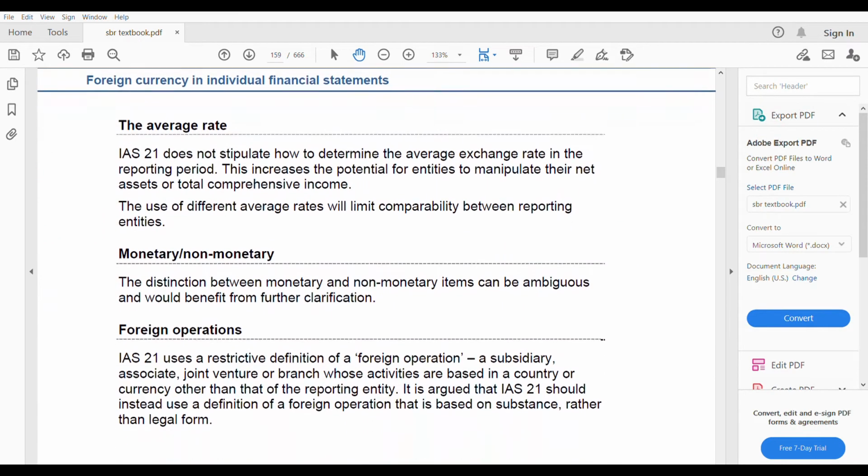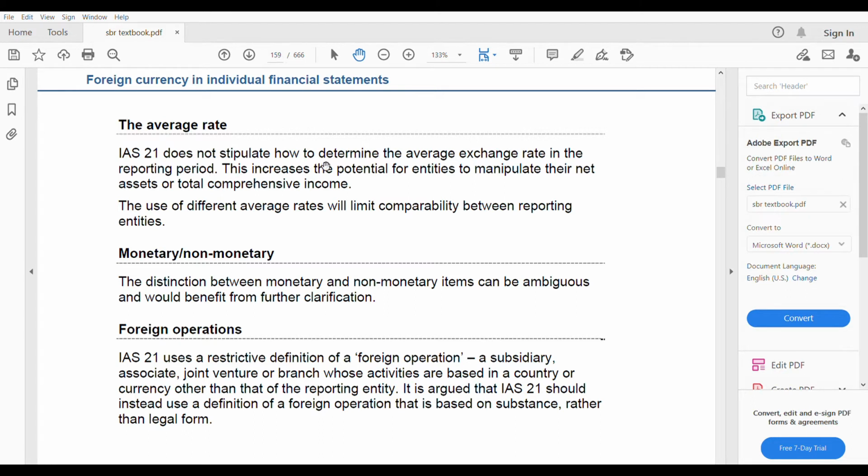Now let us go to the average rate. You have an average rate also. The average rate we use for the profit and loss account items, for example, income and expenses. All your sales and all your costs in the profit and loss account are translated using the average rate only. So IAS 21 does not stipulate how to determine the average exchange rate in the reporting. They do not tell you how to determine the average rate. They will give you the average rate, so don't worry about it.